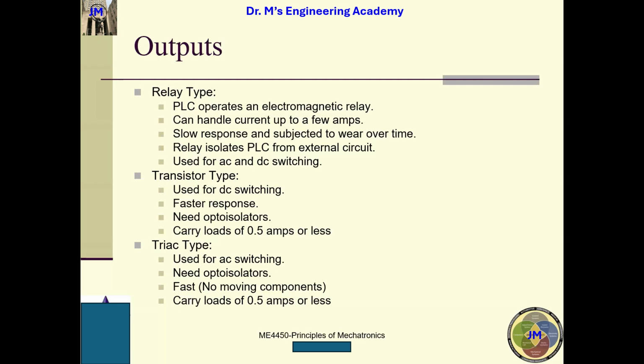So this is the first one. And the second one: the control relay is a mechanical relay. But a transistor is a solid state relay, a solid state device that can function the same as the relay. It is used for DC switching. And we have learned two transistors, right? NPN and PNP, okay. It has a faster response because it is solid state, needs opto isolators, and carries loads of 0.5 amps or less. So this is the transistor type.